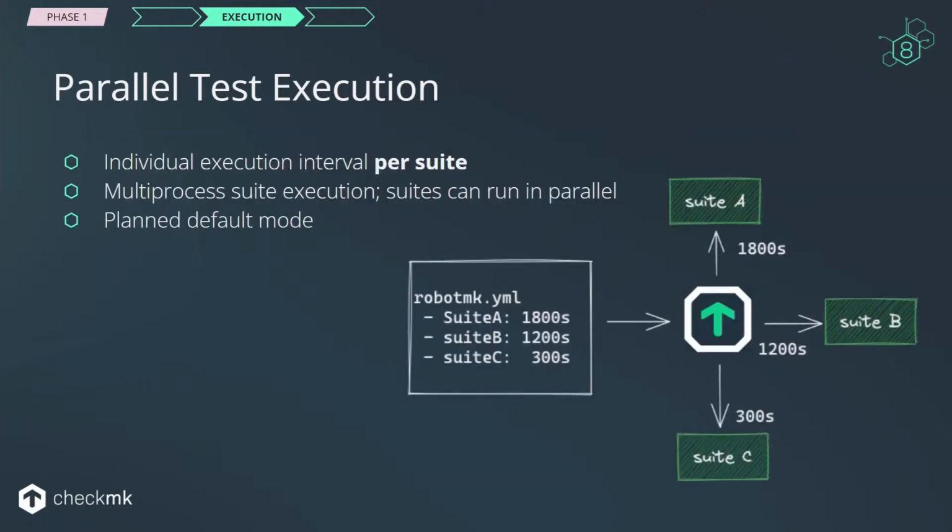For that reason, we want to change the execution mode in a way that each suite can have its own execution interval. This requires that RobotMK executes the suites in different sub-processes. It gets executed every minute, and every minute it decides which suite has to run depending on the temp files containing a certain timestamp. This will require a lot of changes on the plugin side as well as on the Checkmk server side, but it will pave the way for the further improvements we have in mind.